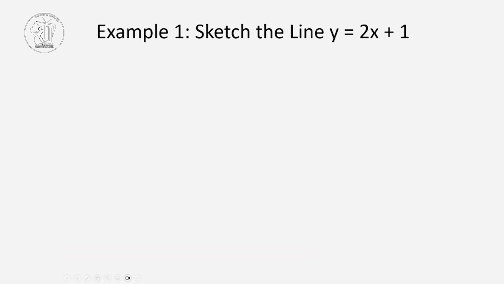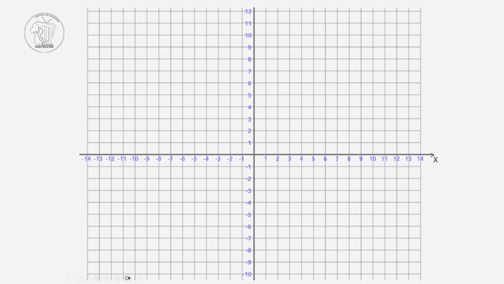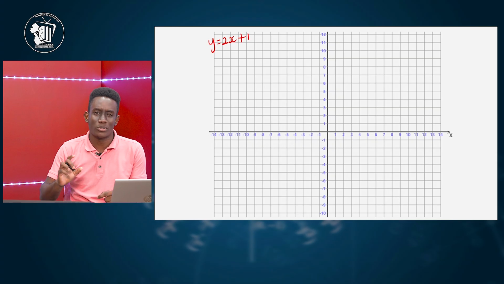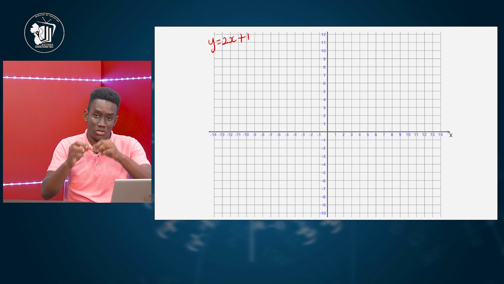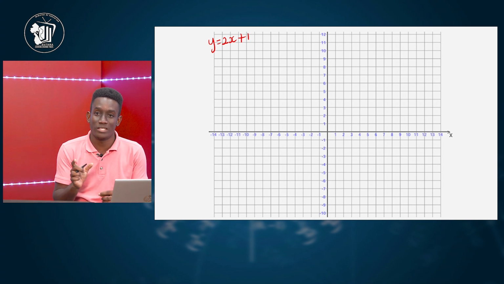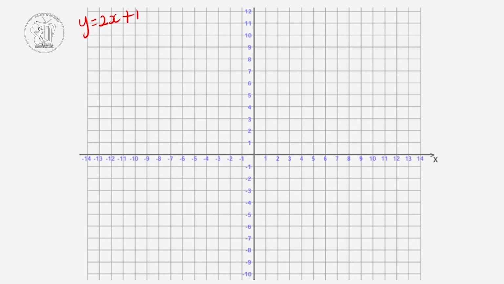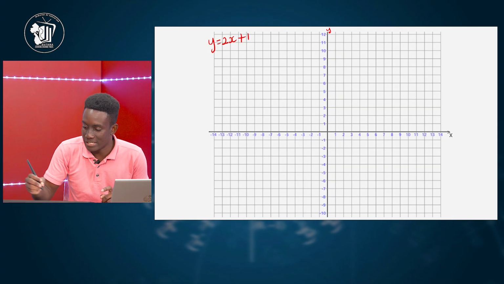First, we want to sketch the line y equals 2x plus 1. So let's open a graph. When sketching, all you need to do is identify the important points on the graph, and then connect them. Of course, you'll use your ruler to connect. So we know the gradient is equal to 2, and the y-intercept is equal to 1. Here is the y-axis, here is the x-axis.